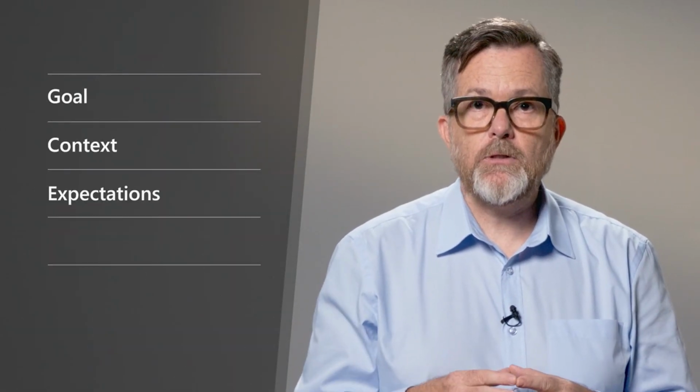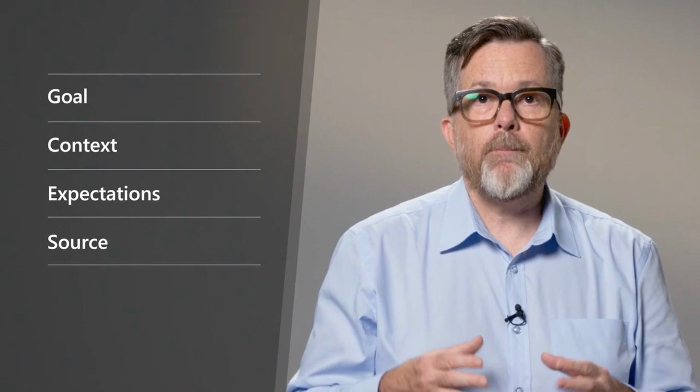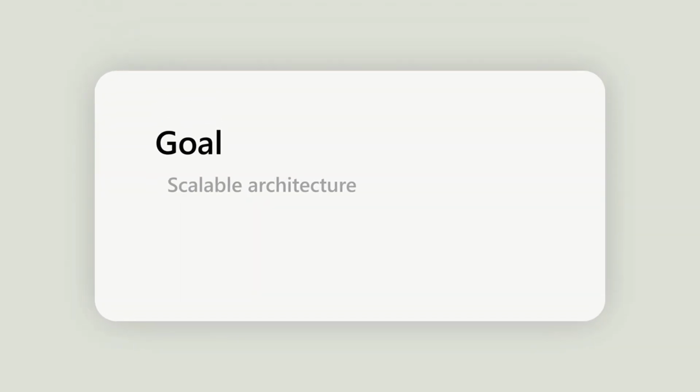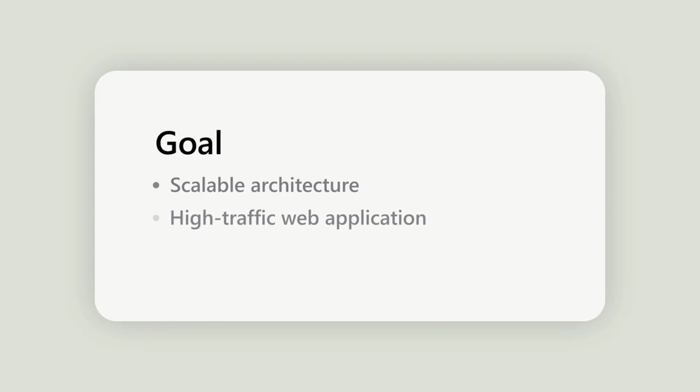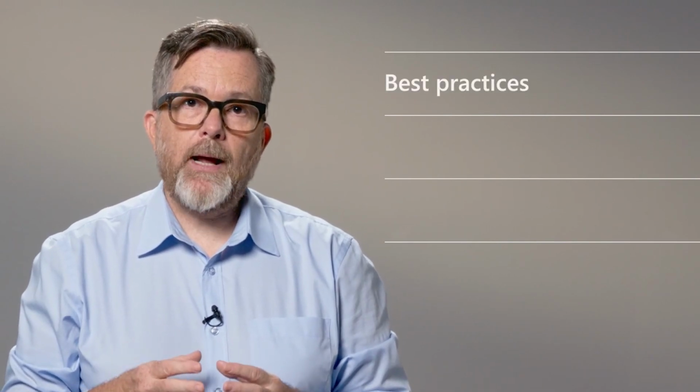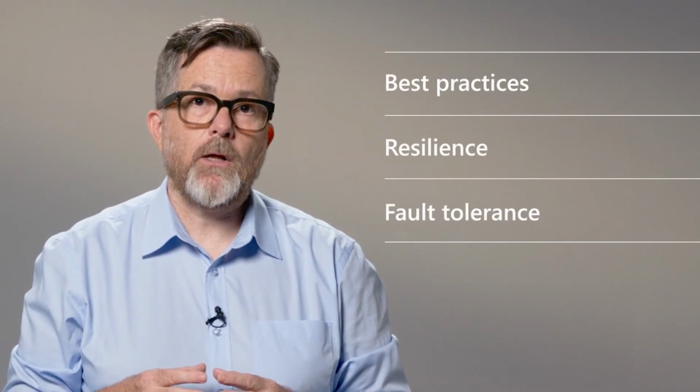Let's once again examine the goal, context, expectations, and source to help construct a prompt based on the information you gather. Your goal is to design a scalable architecture for a high-traffic web application. This architecture should also be capable of dynamically adjusting resources to handle varying levels of traffic, ensuring that the application remains responsive and available during peak usage times. The architecture should also incorporate best practices for resilience and fault tolerance.